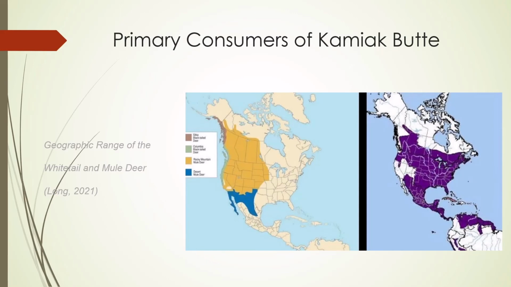Mule deer are native specifically to the western side of North America, whereas the white-tailed deer can be found throughout much of the continent. Both species of deer eat a similar diet, consisting mainly of leaves, shoots, grasses, and legumes. Both species also have similar predators. In the Pacific Northwest, this means mainly coyotes, cougars, and bears.